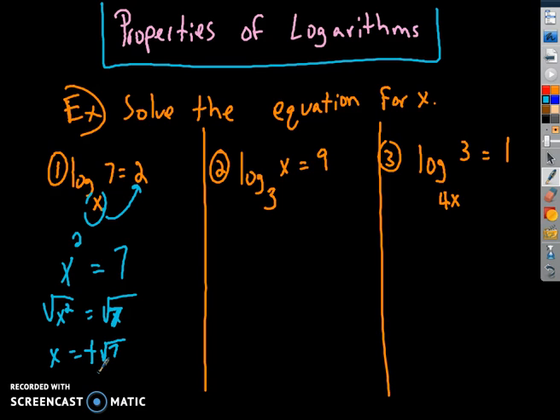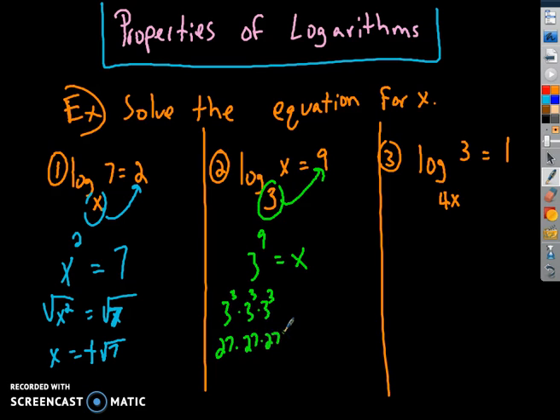In the second example, what we have is log base 3 of x equals 9. Well, it's going to be 3 to the 9th power equals x. This is going to be 3 cubed times 3 cubed times 3 cubed, which is 27 times 27 times 27, which is a huge number. So I'm just leaving it as 3 to the 9th power because it's easy to call it 3 to the 9th power. Unless someone really wants to know what that is, I'll leave it there.